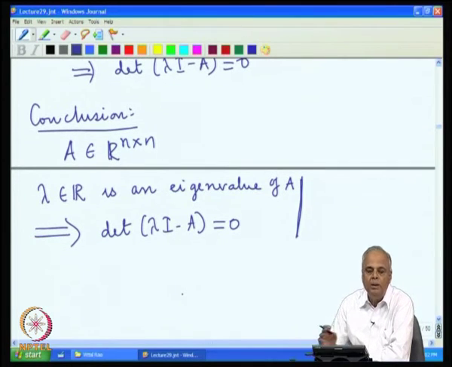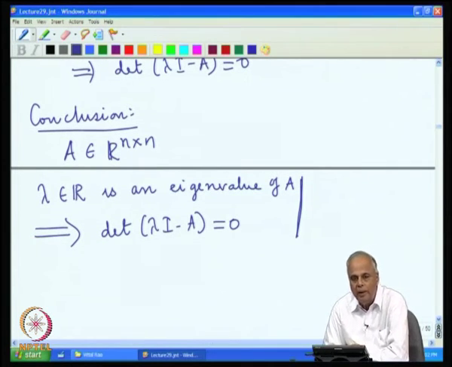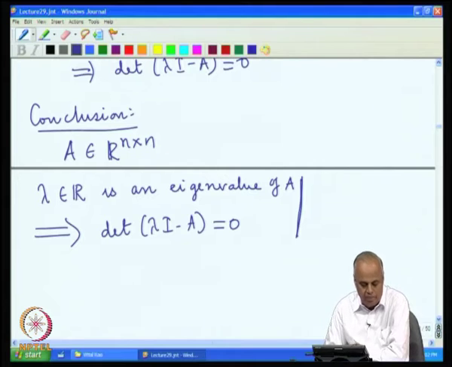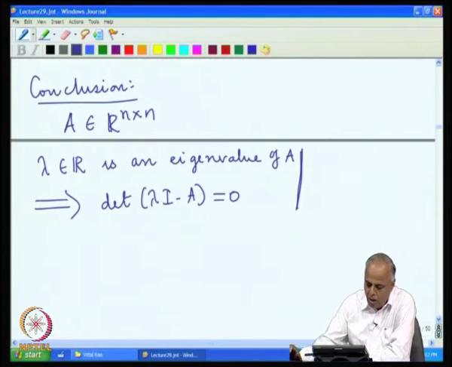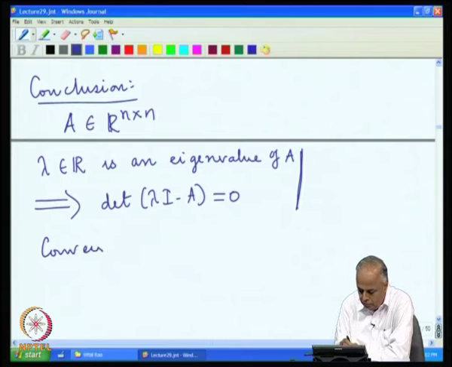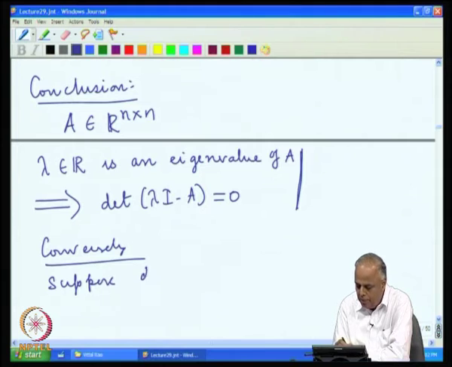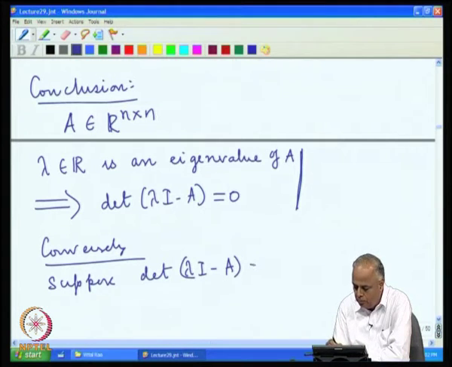So, we know some property of an eigenvalue of A. If something has to be an eigenvalue of A, at minimum it should be such that the determinant of lambda I minus A is 0. Conversely, suppose determinant of lambda I minus A equals 0.